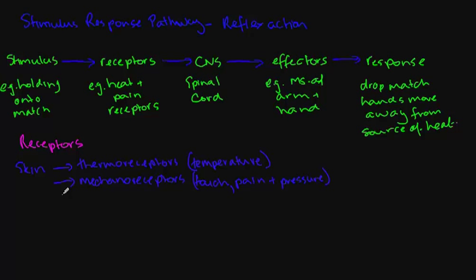So there are other receptors in the eyes. So the eyes have photoreceptors, and they can distinguish color, light intensity. So all about light. The ears have a different type of mechanoreceptors. And they distinguish sound and space. So where you are in space, a bit of a balance, those sorts of things.